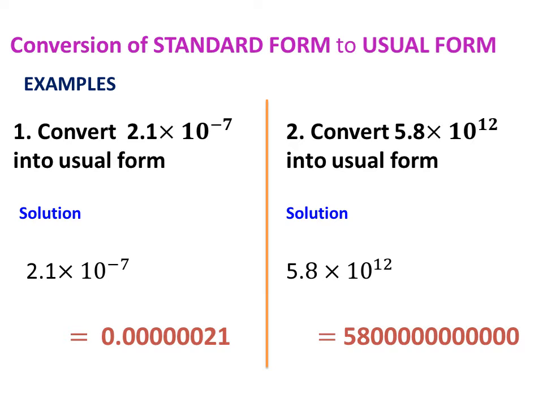Why do we have 11 zeros? Because the decimal point from 5.8 should move 12 steps. Already it crosses 8. That's the first step. And the remaining 11 steps should be crossed. So we need to draw 11 zeros. That's why our answer is this.